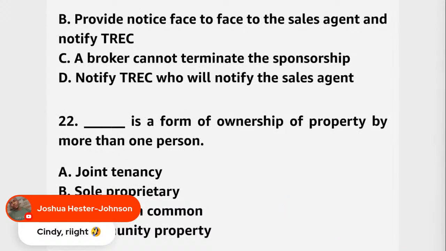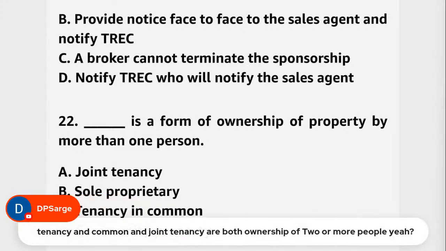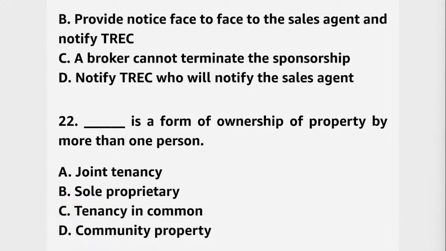Correct, A and C. So in my experience, the answers are actually A and C, because both of those are two or more individuals. The question doesn't give enough detail to just select answer A. So DP Sarge says tenancy in common and joint tenancy are both ownership of two or more people. Correct. That is absolutely correct, Sarge. And the difference is that joint tenancy has to meet the four conditions, TTIP, which tenancy in common does not.